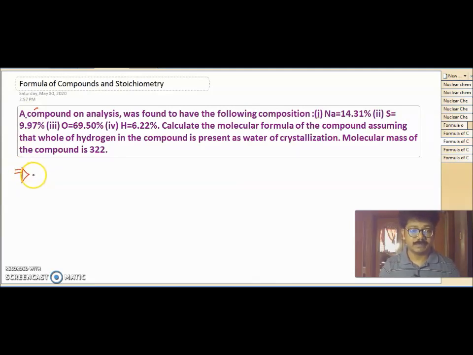But what is the difference? Here the sample also contains some H2O. This is known as water of crystallization, WOC. Now the molecular mass is given, which is required to find the integer, and then we can find the molecular formula.